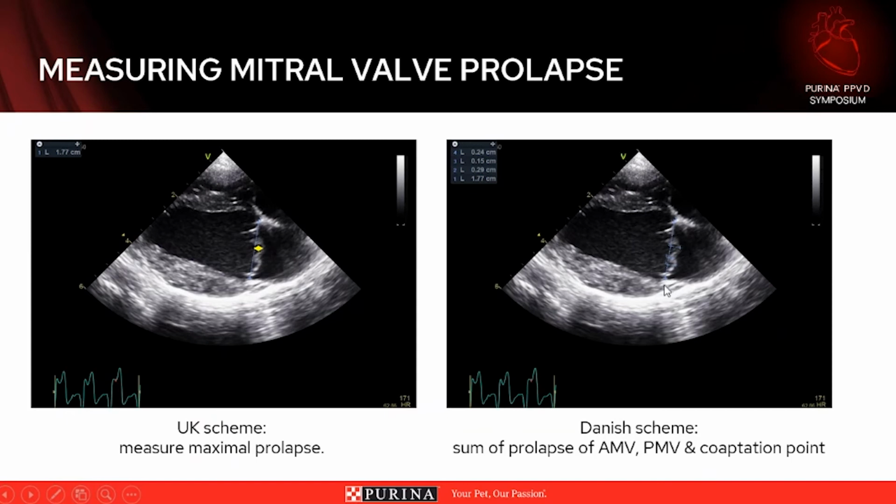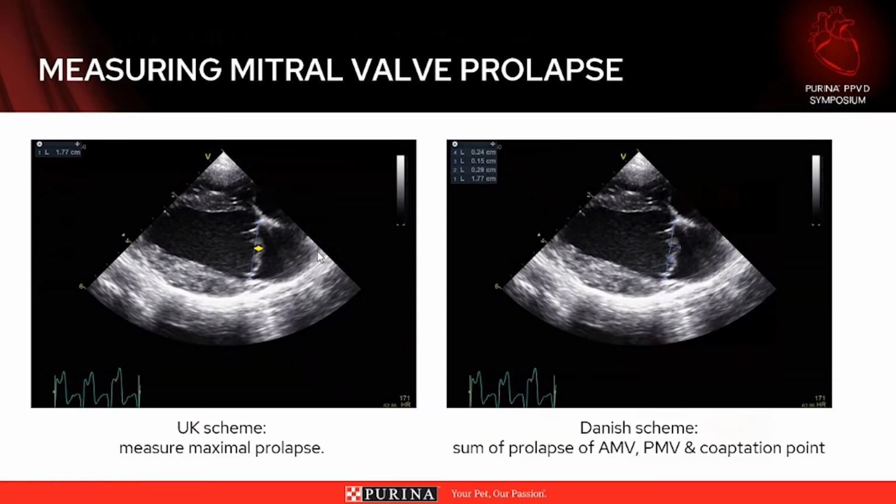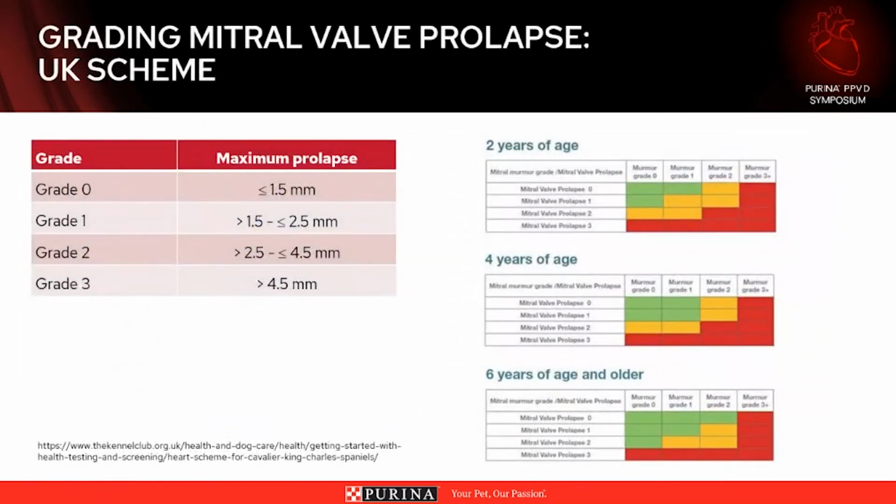In the Danish scheme, they look at the prolapse of the anterior leaflet, the posterior leaflet, and the coaption point. Whereas in the British scheme, which only started a year ago or so, we just look at the maximal prolapse because that proved to be much more repeatable. Obviously we can't necessarily get all of these prolapsing optimized in one single image. So this is the UK scheme at the moment, based on the Danish scheme.